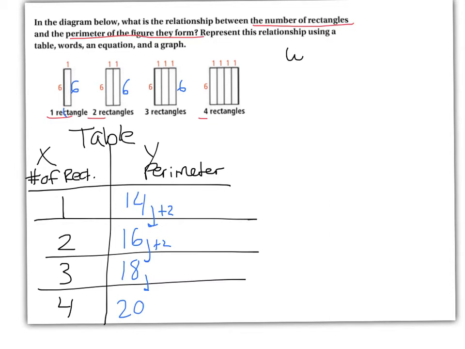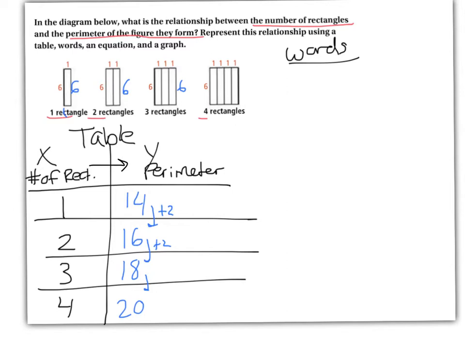Now, in words, how we're going to describe this is describe the perimeter based on the number of rectangles. Or you could describe how the perimeter changes from one rectangle to 2 rectangles. It's really easy to say that each time you're just adding on 2, but it asks what the relationship is between the number of rectangles and the perimeter. So instead of just saying 14, 16, 18, 20, let's write down how we got those numbers.